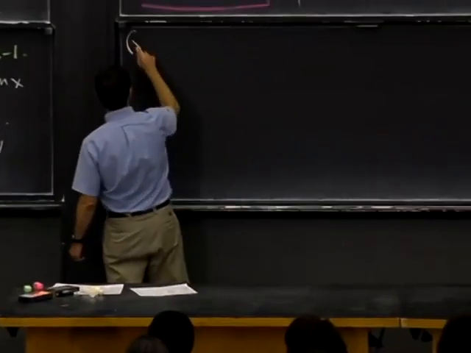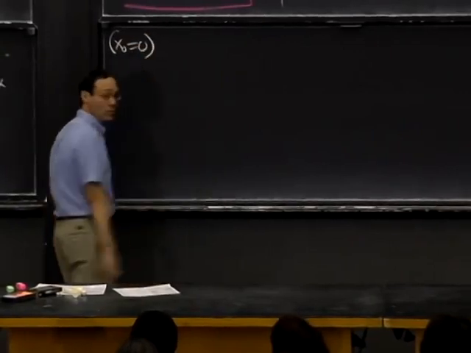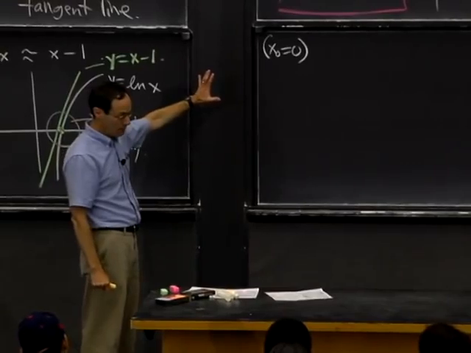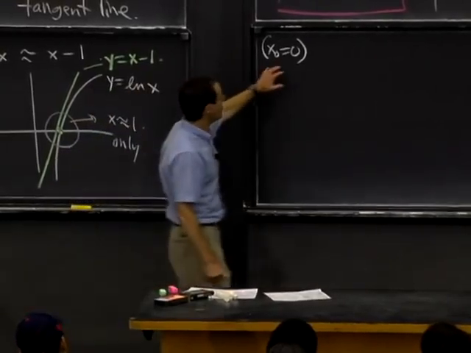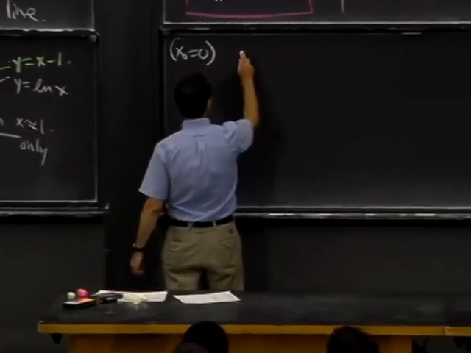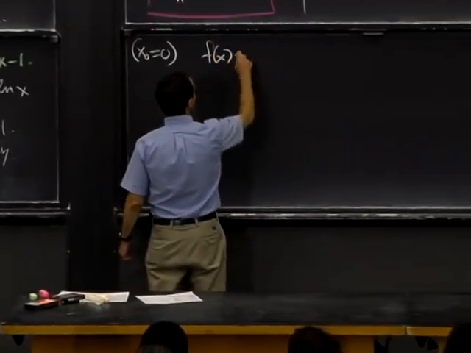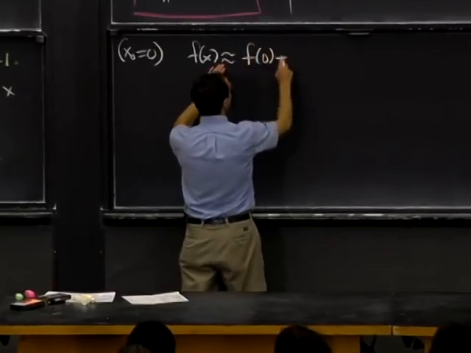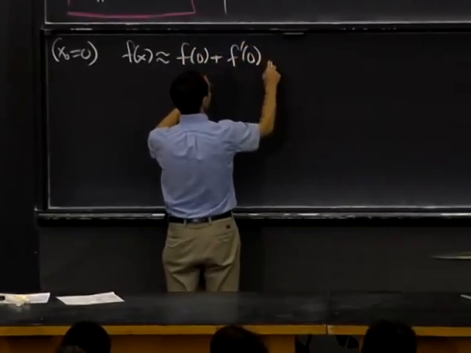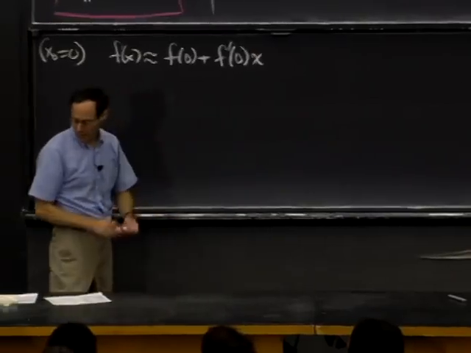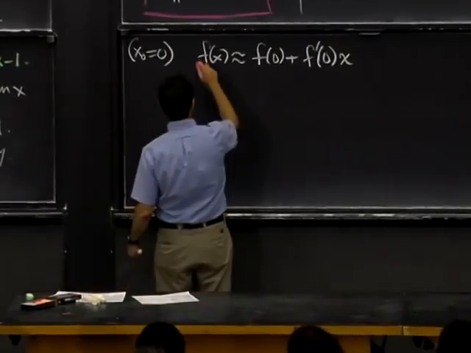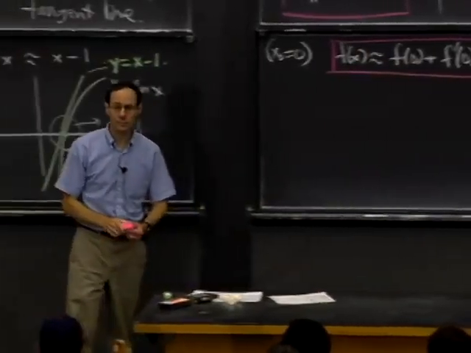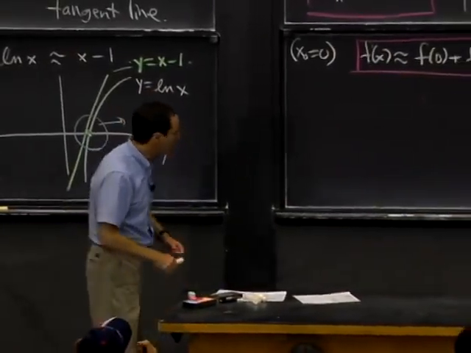So I'm always going to have x0 equal to 0 in this standard list of formulas that I'm going to use. And if I put x0 equals 0, then this formula becomes a little bit simpler to read. It becomes f of x is approximately f of 0 plus f prime of 0 times x. All right? So this is probably the form that you'll want to remember most. That's, again, just the linear approximation.